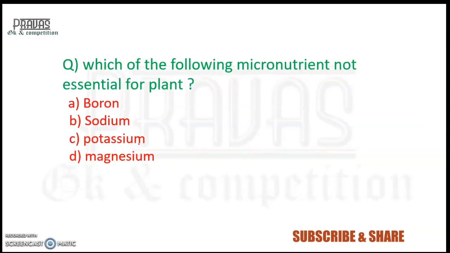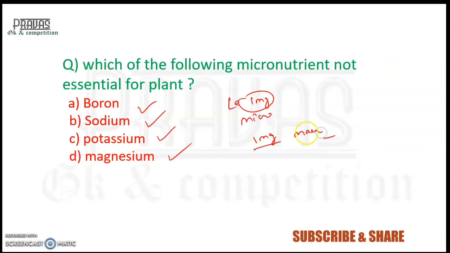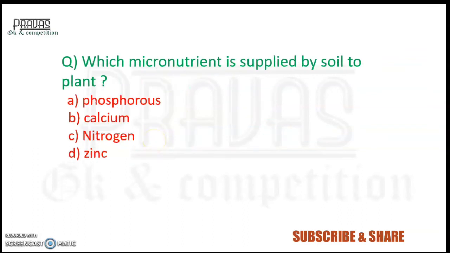Which of the following micronutrient is not essential for plant? And the options are boron, sodium, potassium, magnesium. Micronutrients means the nutrients are used less than 1 mg, and more than 1 mg means macronutrients. And the answer is sodium. Sodium is not essential for plant. Which micronutrient is supplied by soil to plant? And the options are phosphorus, calcium, nitrogen, zinc. And the answer is zinc.